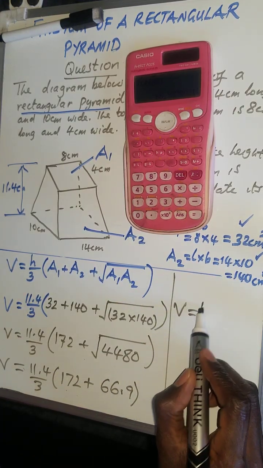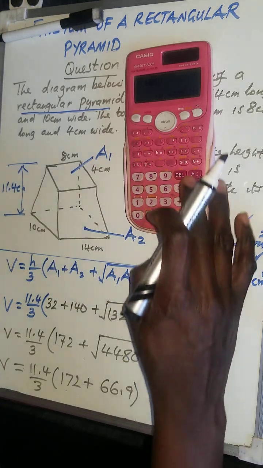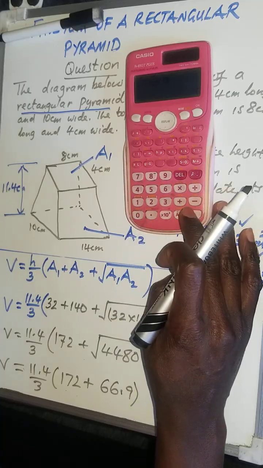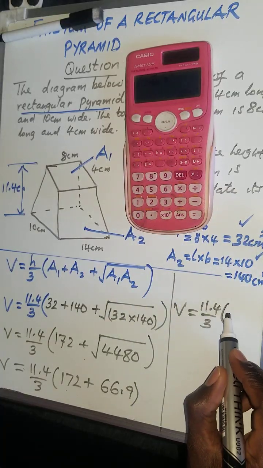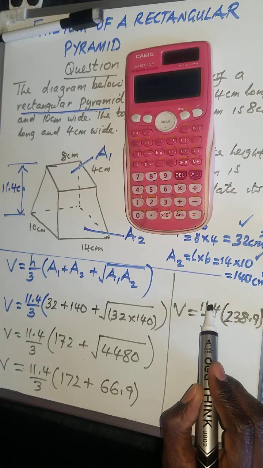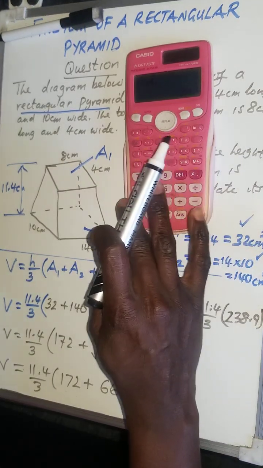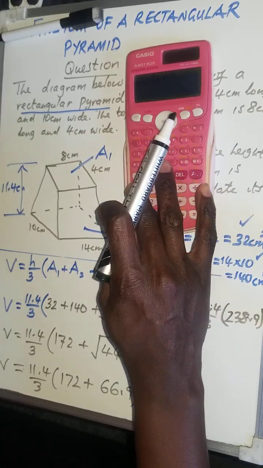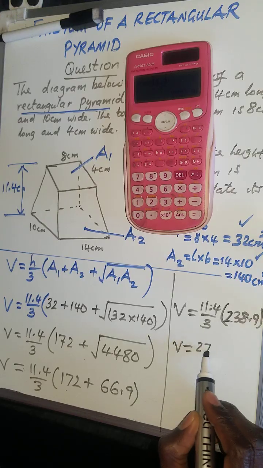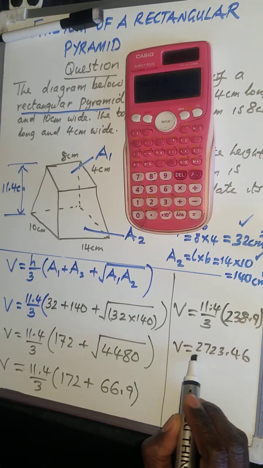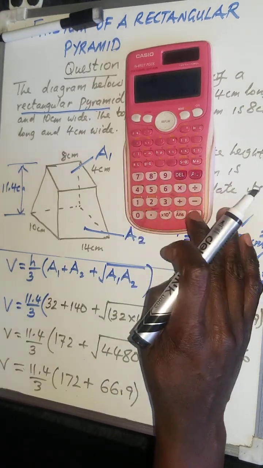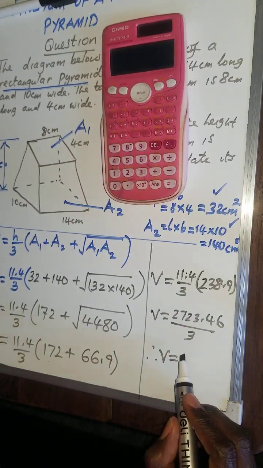So the volume will be equal to 11.4 over 3 times 172 plus 66.9. What is that giving me? It is giving me 238.9. So what you do, this value times 11.4, we are getting, in this case, 2,723.46. We divide it by 3 so that we can get the final answer. So divide that by 3, it is simply giving me 907.82.